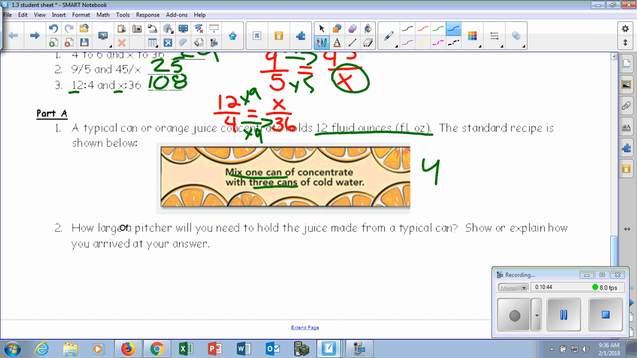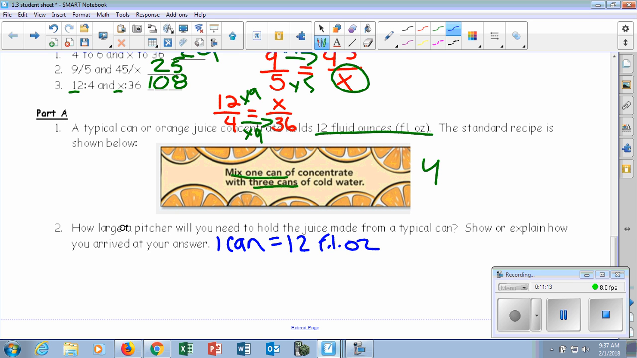Why would we do that? Make sure we're listening. So she said, well, in one can, they told us there's 12 fluid ounces, right, Lily? Good. Okay, well, we have 4 cans for one batch. So, how many fluid ounces would that be?